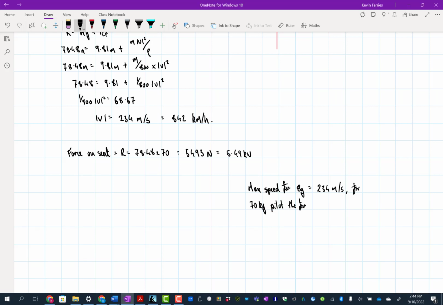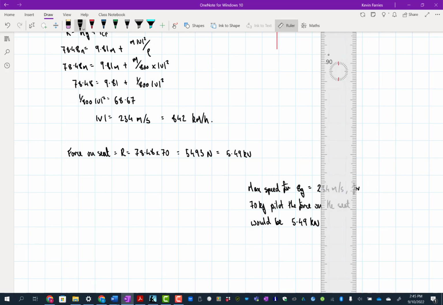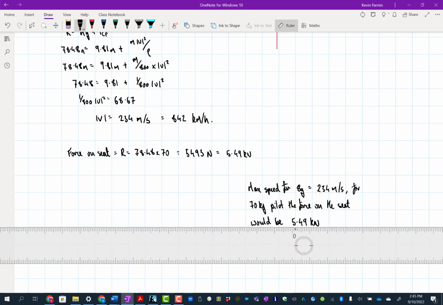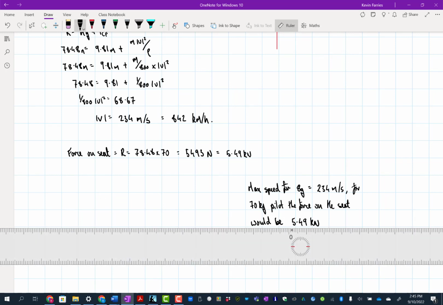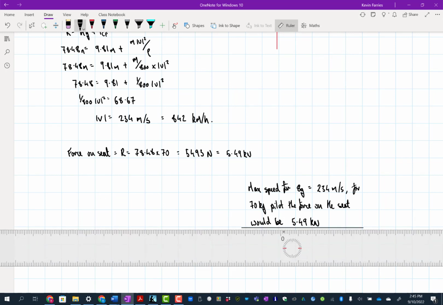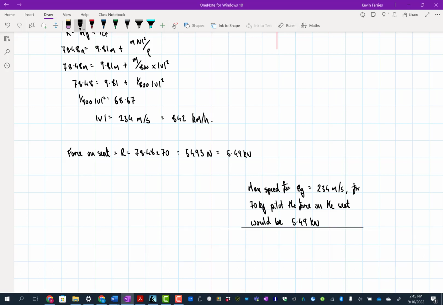Force on the seat would be 5.49 kilonewtons. So you'd have to be pretty strong to survive that. Done.